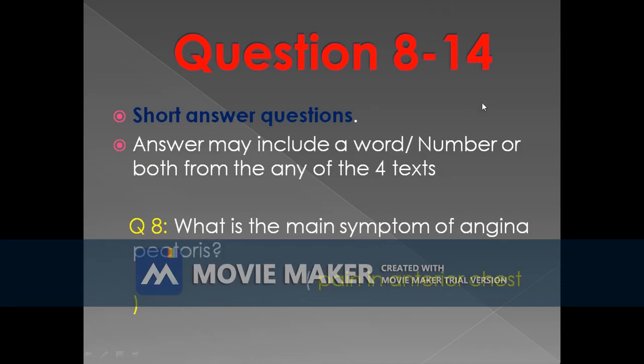Secondly, questions 8 to 14, these are short answer type questions. Let me tell you how. The answer may include a word, number, or both from any of the four texts. Basically, these are short answer type questions. For example, what is the main symptom of angina pectoris? Basically, this symptom will be given in any of the four texts, as they are talking about the symptoms. So the answer to this question will be given in the text where the symptoms of angina or MI are mentioned. Okay, so in this way you can answer the question.